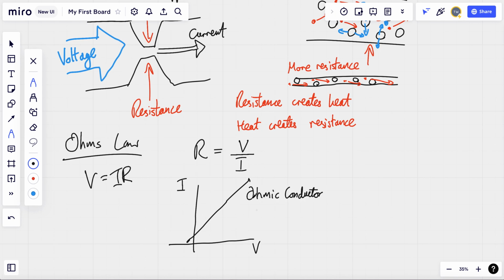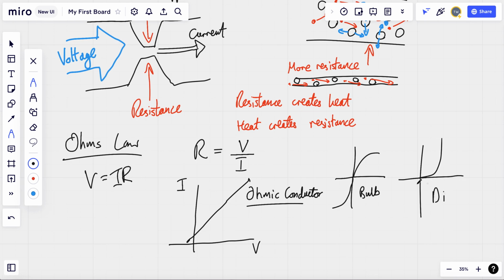Now, this isn't really very true of real life because heat stops this happening, but an ideal ohmic conductor has a direct proportion between the voltage and the current. Now, you'll know a few more of these graphs. For example, you'll know that a filament bulb has a graph which looks a bit like this. And you'll also hopefully remember that a diode has a graph which looks a bit like this. So VI characteristics are another thing to remember.